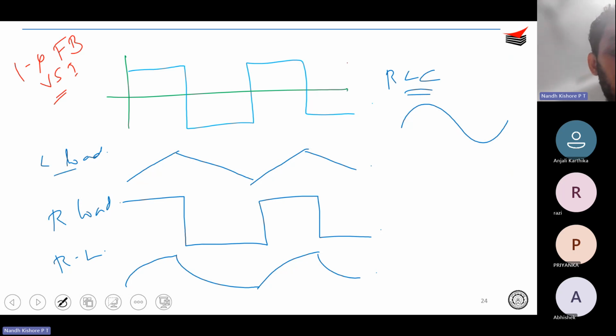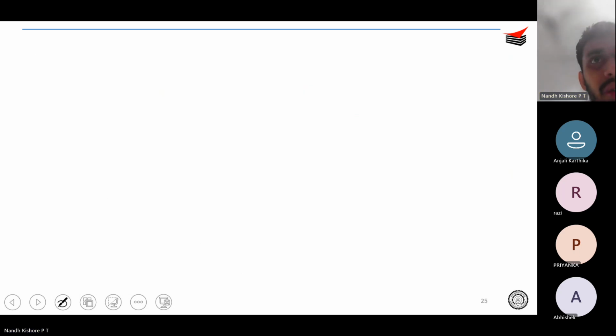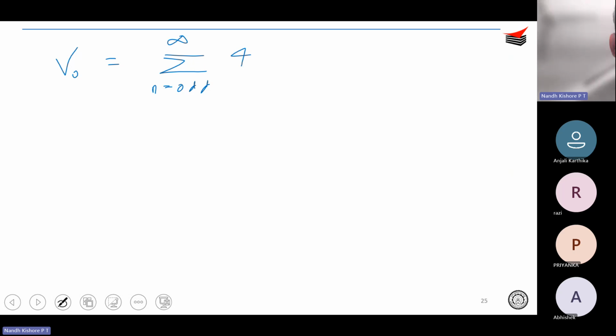So you understand that based on the kind of load, the current shape is going to vary. We saw problems on this as well, some theoretical problems: if you have a square wave VSI, for what kind of load you will get a triangular current, or see the RL charging kind of shape. Again, for all of these, we saw how to calculate the harmonics, that is n equal to odd to infinity. Over here, it will be 4 Vs by n pi sine n omega t.